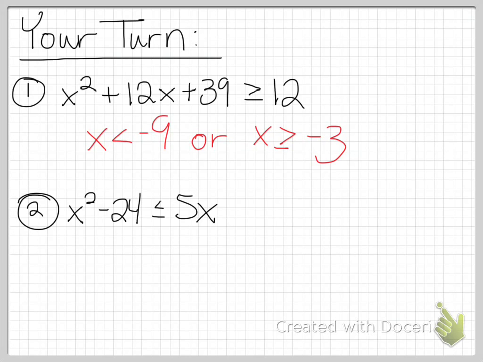And then for number 2, x squared minus 24 is less than or equal to 5x. Your solution would be a negative 3 less than or equal to x, which is less than or equal to 8. And again, this time, the original inequality says less than, so that would end up being an and statement. So it would be in between the critical points of a negative 3 and a positive 8.